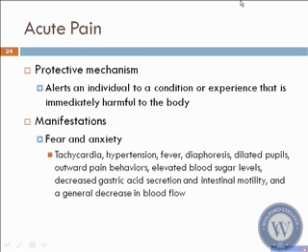Acute pain is actually a protective mechanism. It alerts an individual to a condition or experience that is immediately harmful to the body. The manifestations are usually fear and anxiety. So pain is actually a good thing because it stops you from doing something stupid.